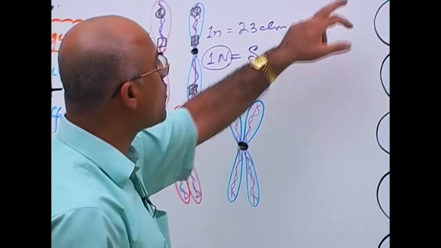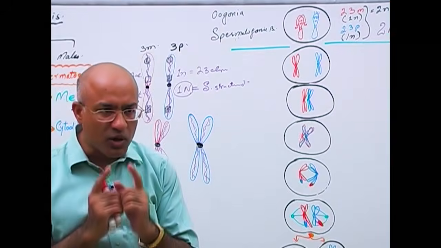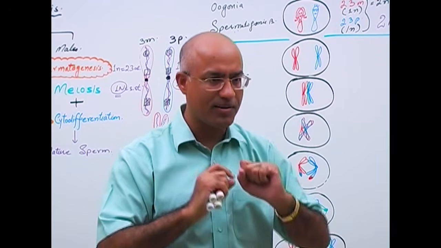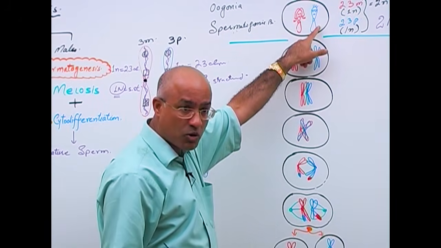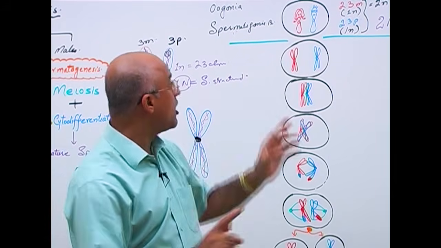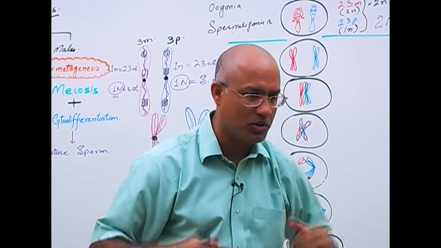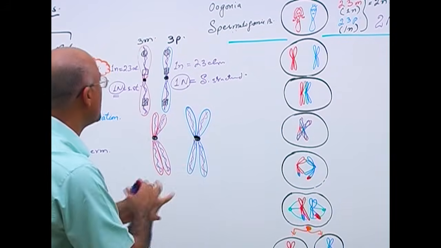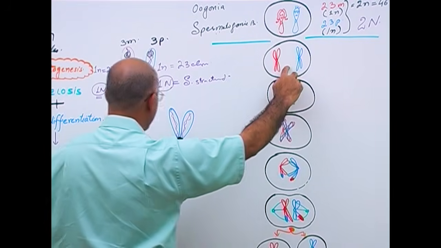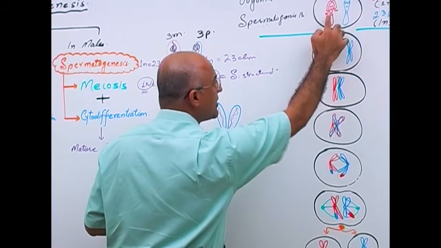Actually what happened, before this cell enters into meiosis 1, it is going to replicate its DNA. And all chromosomes, paternal chromosomes as well as all maternal chromosomes, will replicate DNA. When all the DNA is replicated, all the chromosomes will become double structured chromosomes. It means when these single chromosomes become double structured chromosomes here, this structure will convert into this type. So every chromosome is double structured.